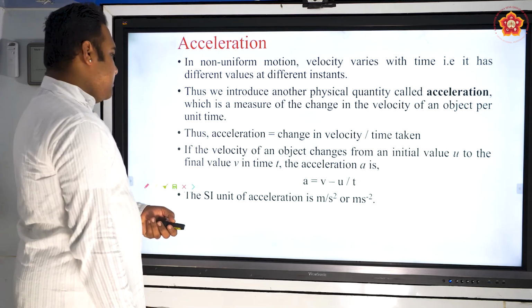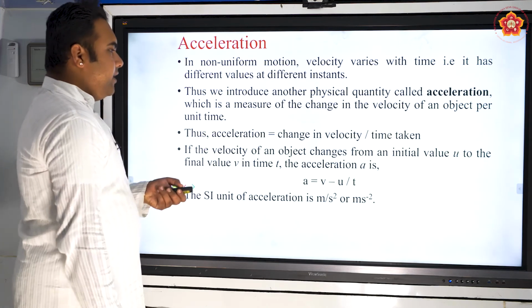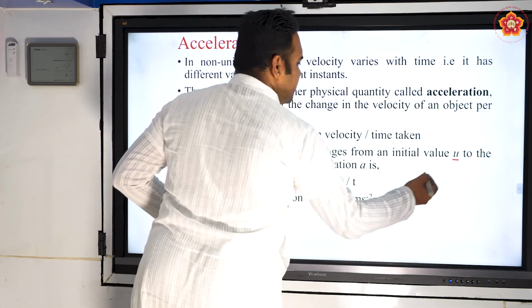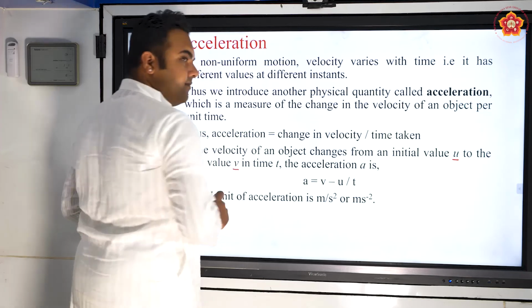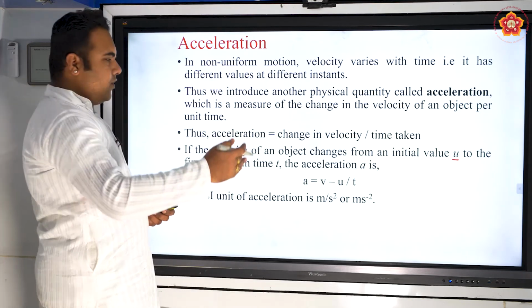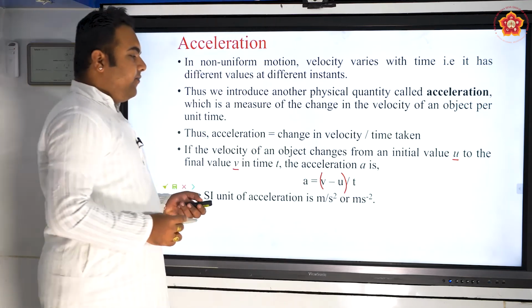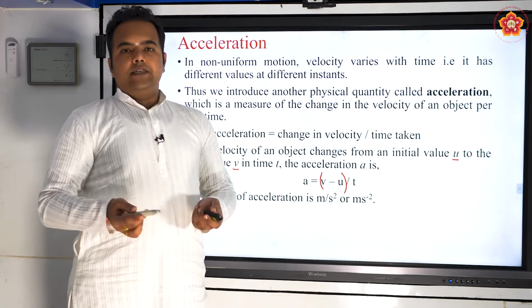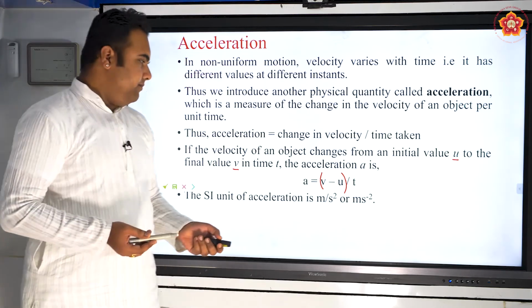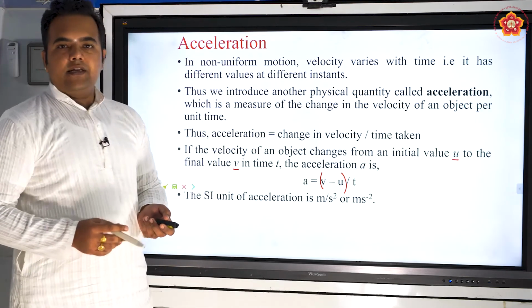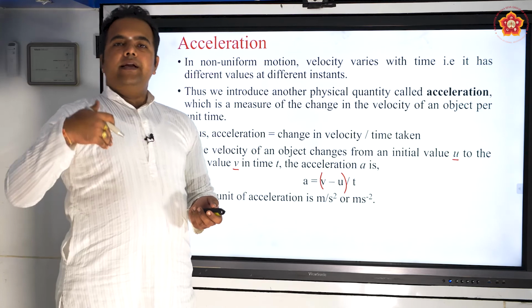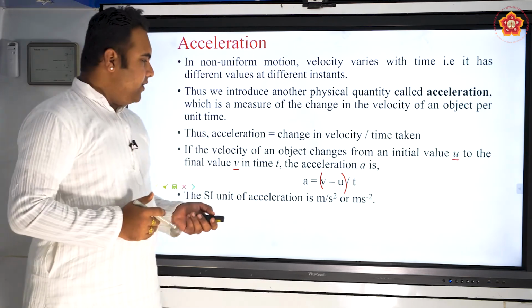Now look at this. Velocity of an object changes from an initial value. Let's say that initial velocity is u and final velocity is v. It's changing from u to v. So the acceleration is defined as change in velocity, how much it changed, v minus u, in the given time. So acceleration is nothing but how an object increases or reduces its velocity in a given unit time.